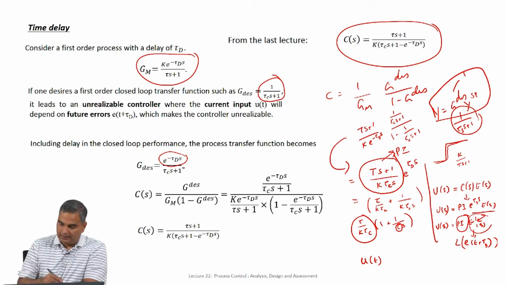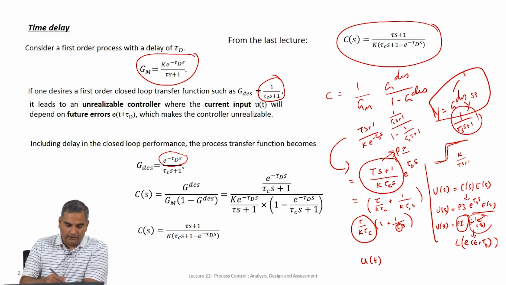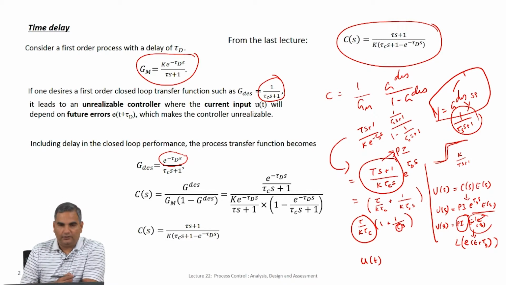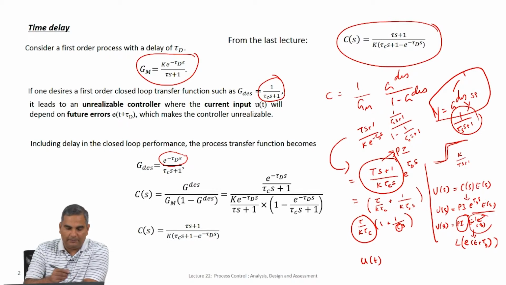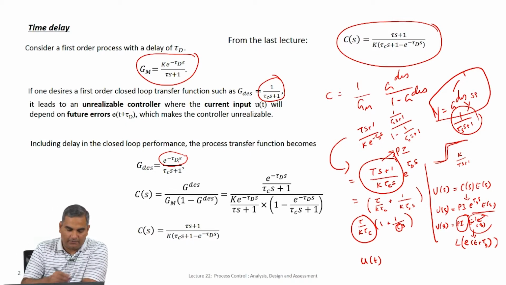That is the reason why, if you want to get rid of this e power minus tau d s going to the numerator and creating problems in terms of e power tau d s, making the controller unrealizable, we introduce this e power minus tau d s in the G desired transfer function itself. This is basically saying that because there is a time delay term in the model, there will be some performance loss, and I am willing to accept that performance loss, otherwise I cannot even get a realizable controller.